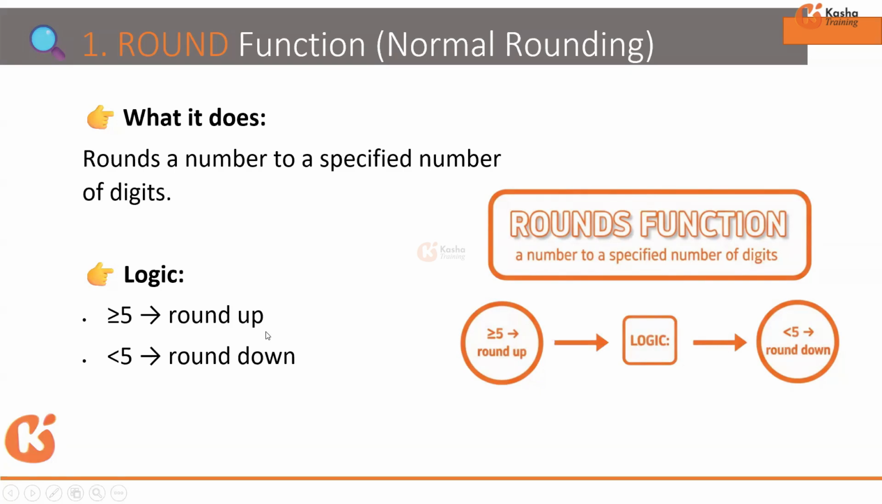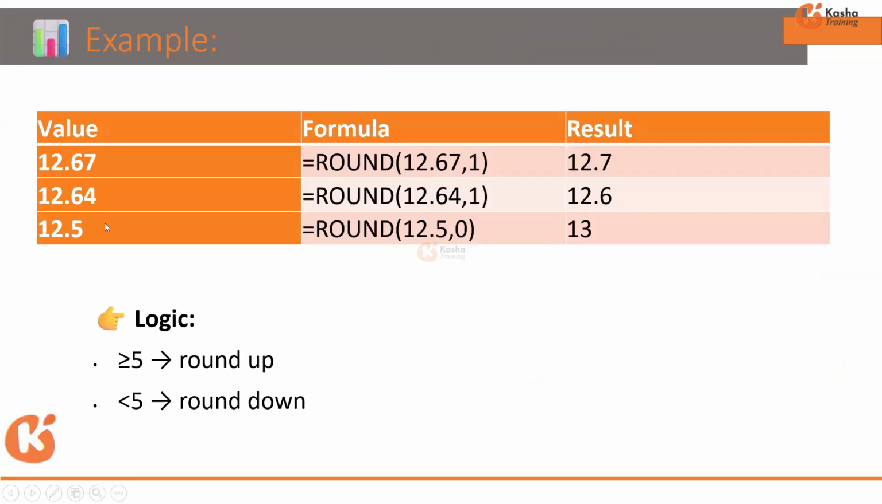Now the round function basically goes with the logic of either rounding up or rounding down. That is the round function we actually use. Let's see with an example. For example, you can see these are the values and here you have your formula. If you round this one, it will round up to 12.7. Here this figure has been taken up as 7. Now you can see 12.64, and again if you round, it has taken 12.6 because this is less than 5.